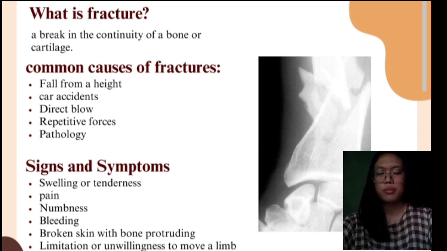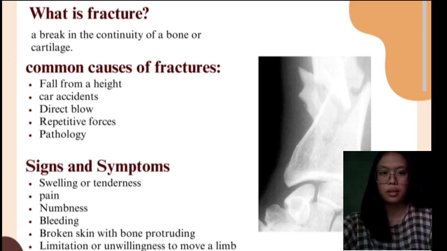The signs and symptoms of a fracture. Number 1, swelling or tenderness, pain, numbness, bleeding, broken skin with bone, limitation, or unwillingness to move a limb.